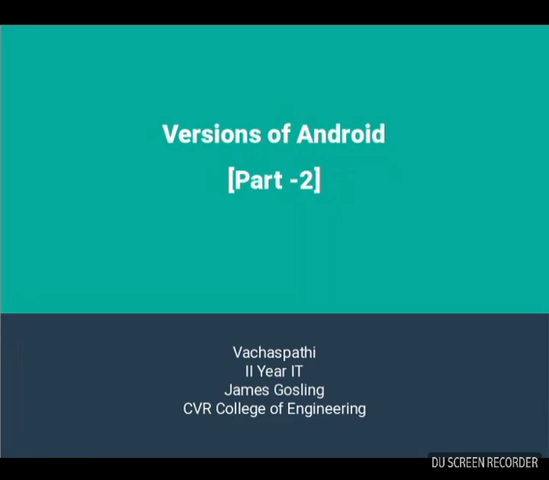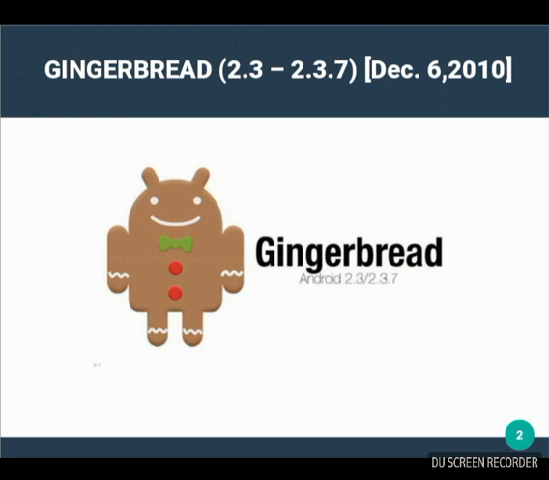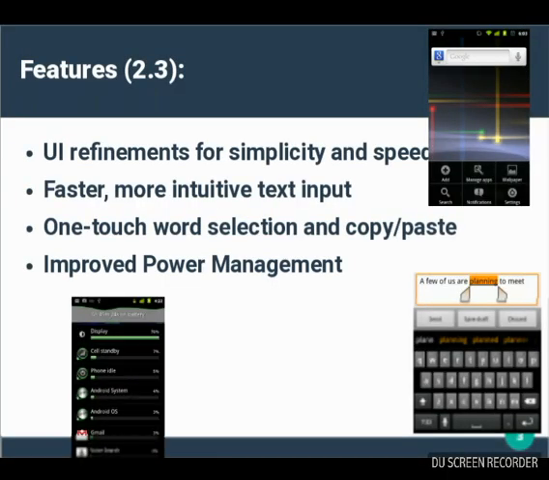I am here to speak on versions of Android, and this is part 2. Last time I stopped at Froyo, so I'm going to continue from Gingerbread. So Gingerbread was released on December 6, 2010, and you can see the logo here. Let's go into the features.